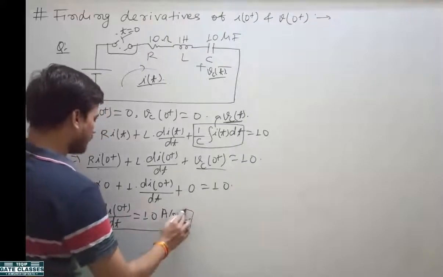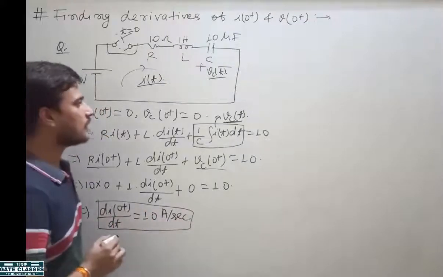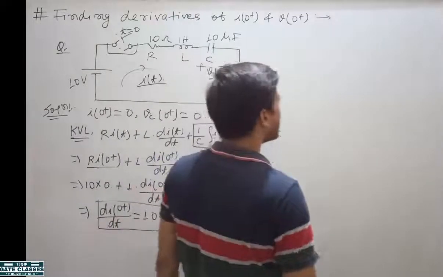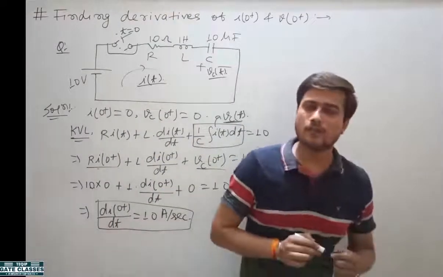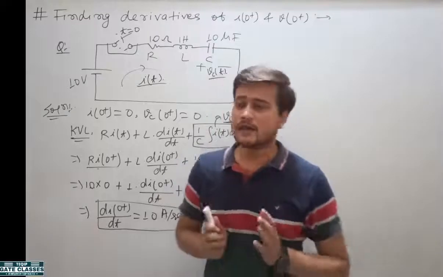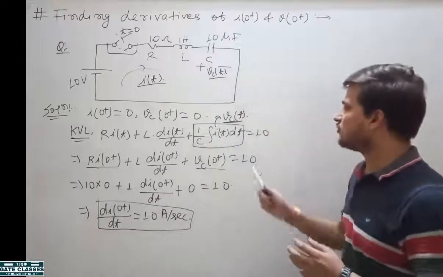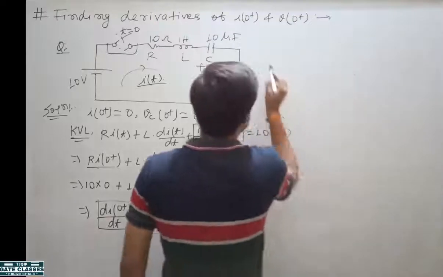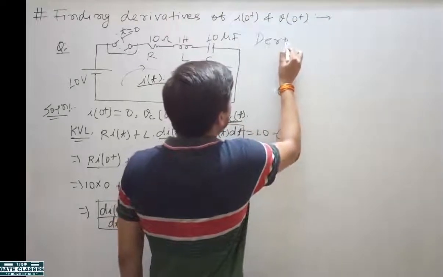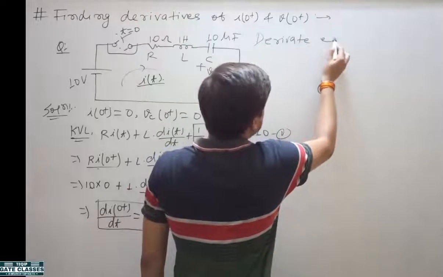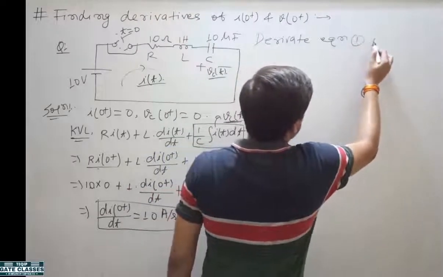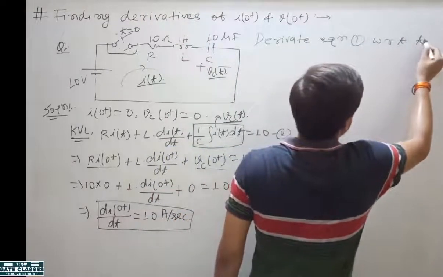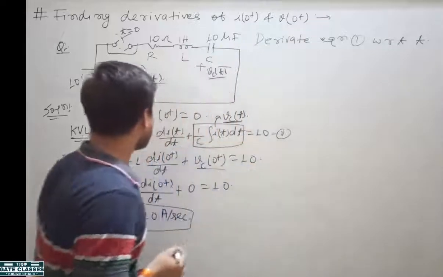Because current by time, its unit will be ampere per second. Now we have to find d square I upon dt square. To find d square I upon dt square, we will have to differentiate this equation. Suppose this is equation 1. So differentiate equation 1 with respect to t.